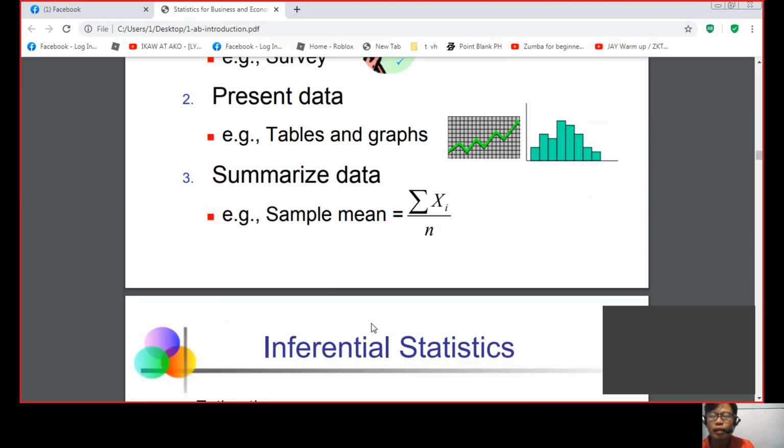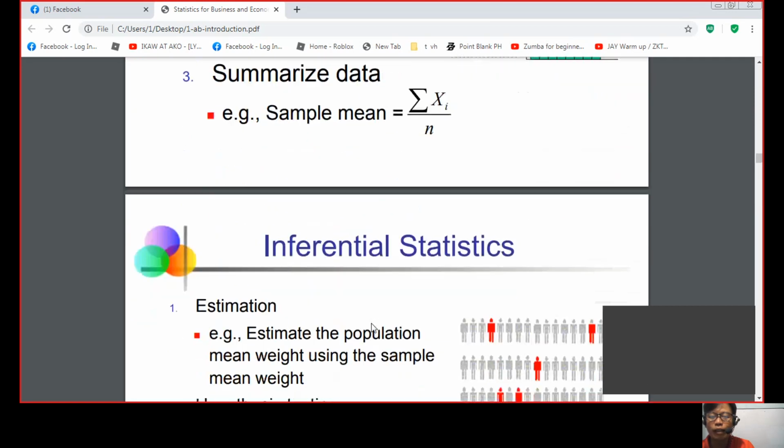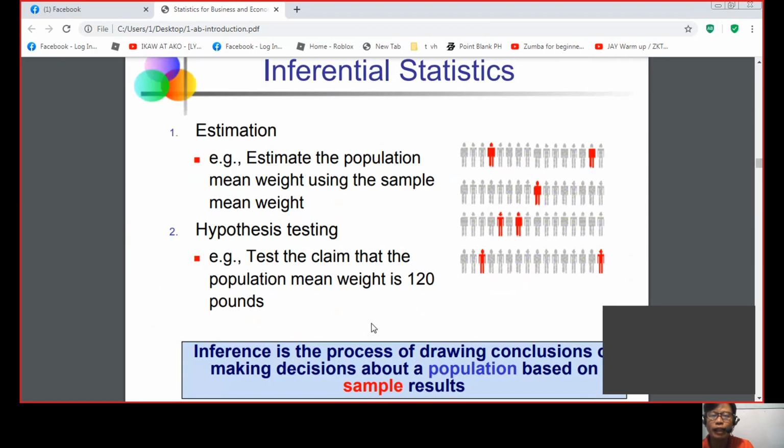Okay, I'll pass this slide for a while. I'll be going back to that. So estimation: estimation of the population mean weight using the sample mean weight. Then hypothesis testing: test the claim that the population mean weight is 120 pounds. Now, when we say population, dapat lahat.